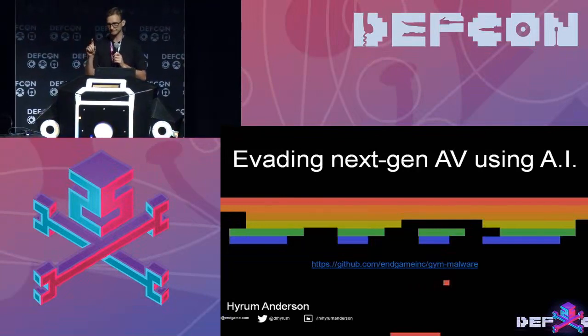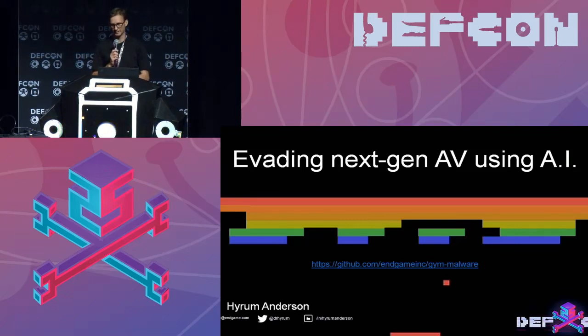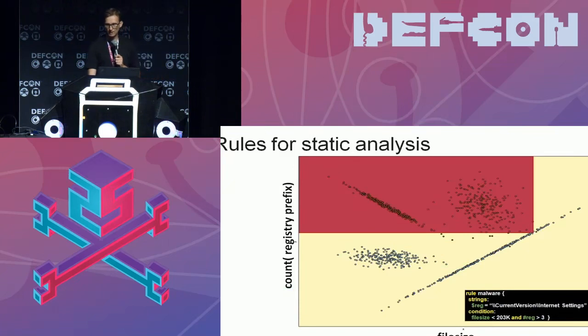We're going to do three things. First, we're releasing a tool to attack next-gen AV, and you can find it at that GitHub address. I'm going to describe it today and demonstrate it and show you how to use it. So first, let's set the stage.